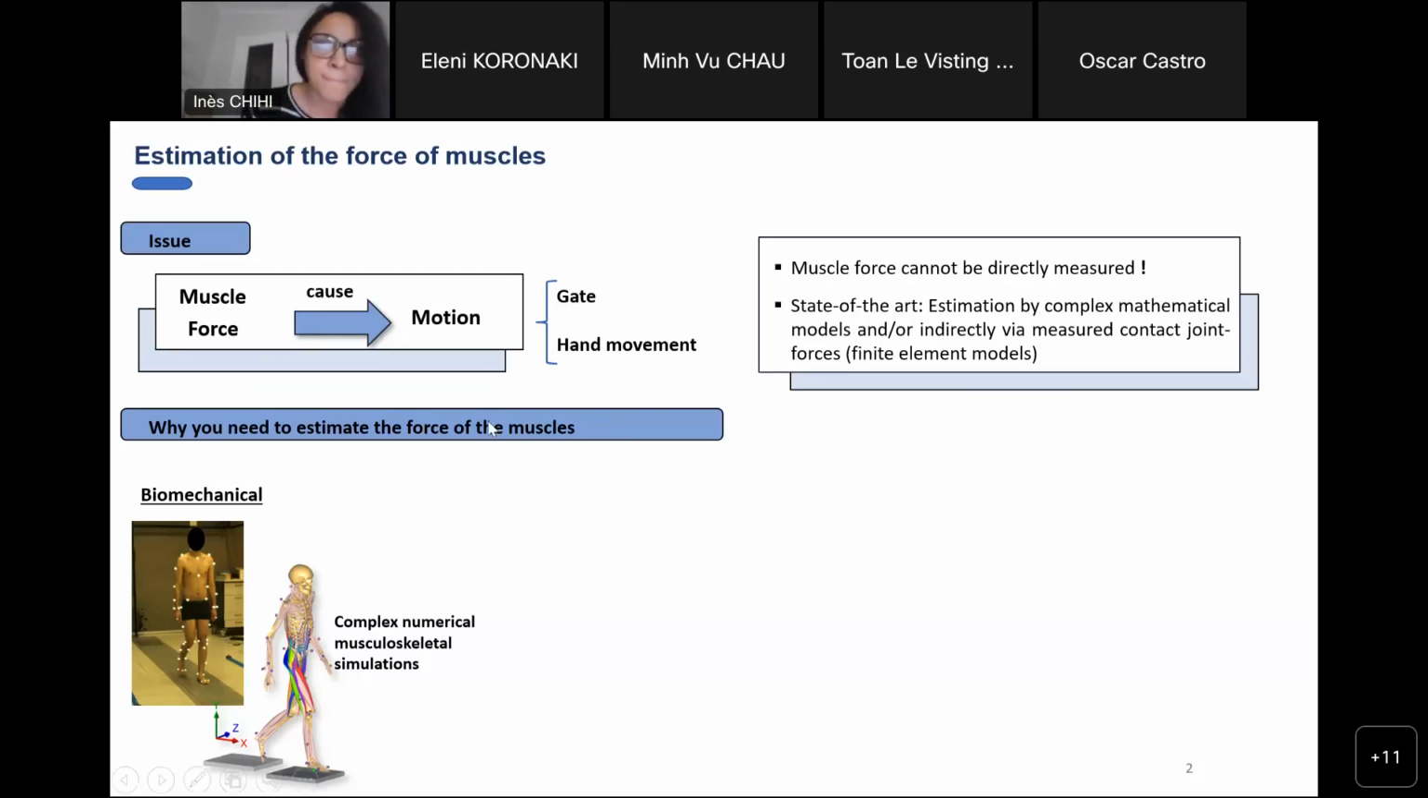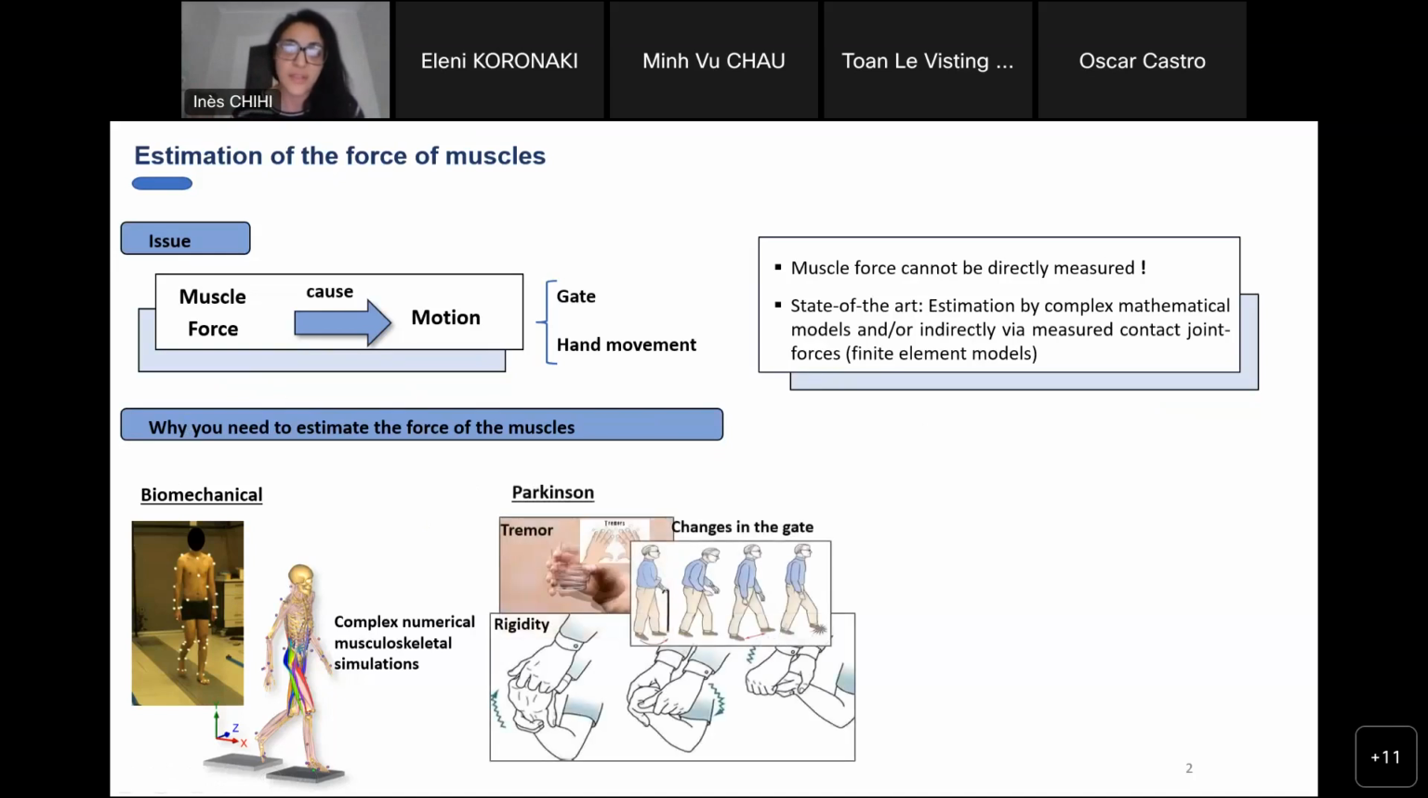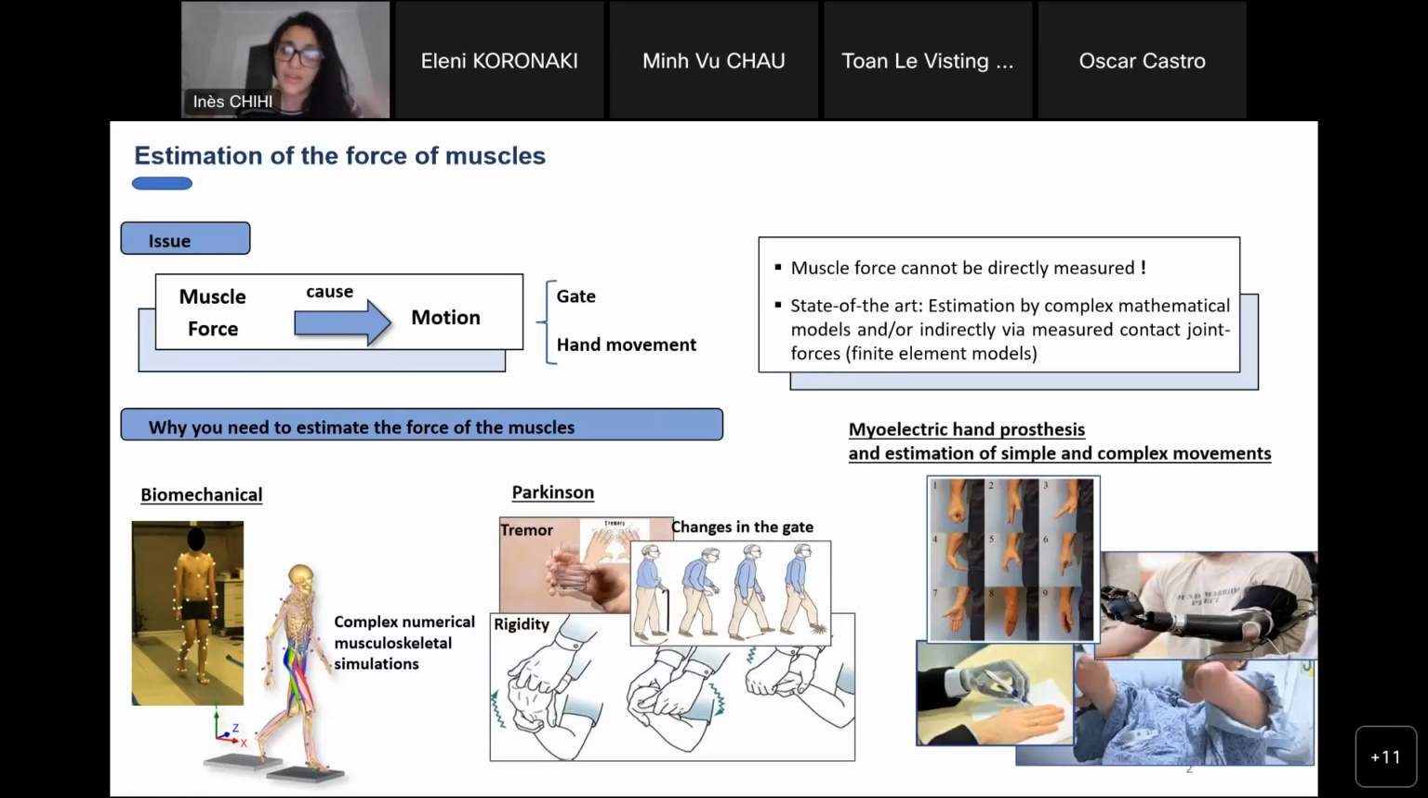Before talking about the solution and how we can estimate the muscle forces using just the data, I wanted to present some applications for why we need force estimation. We need it for some biomechanical applications to estimate the gait, and also in Parkinson's disease, because we need an idea about the rigidity, the tremors, the changes, and the gait. So the muscle force is very, very important in this application, and also in the myoelectrical hand prosthesis.